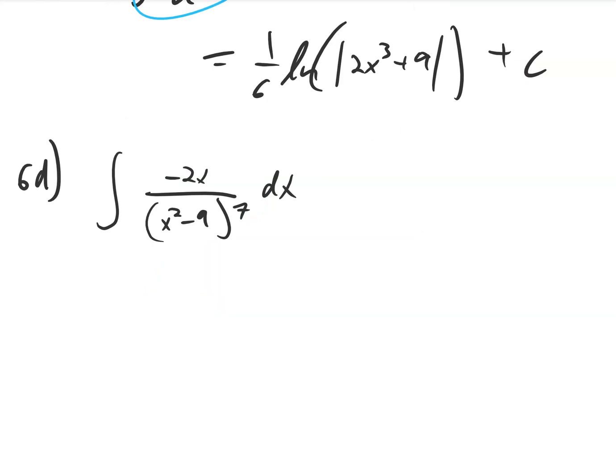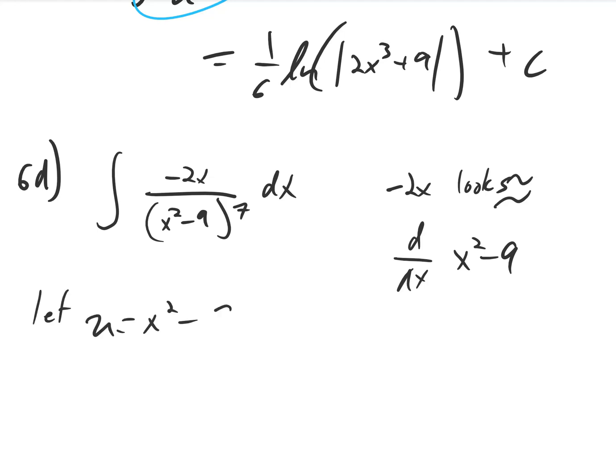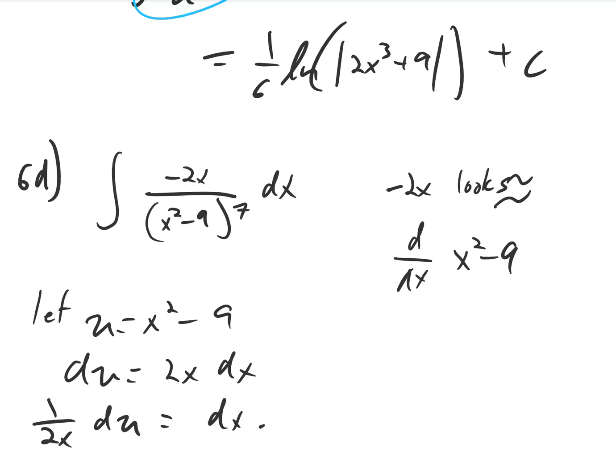All right, another indefinite integral here. So again, I see that part of this looks like the derivative of another part. So negative 2x looks kind of like the derivative of x squared minus 9. So let's let u equal x squared minus 9, which makes du 2x dx, because it's the derivative of u, then with dx on the end, which means that dx is 1 over 2x du.